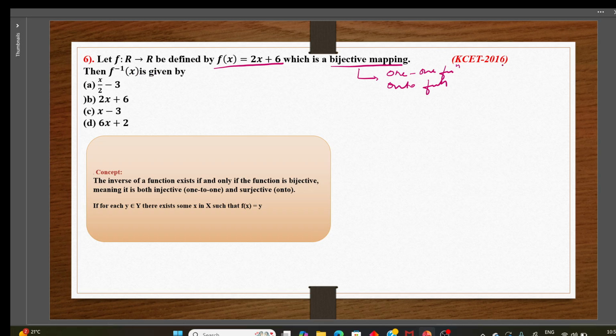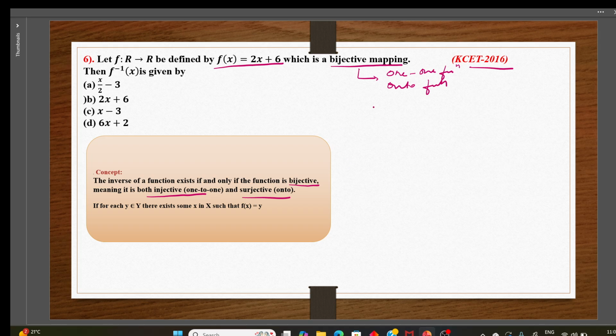This question is from KCET 2016. Just observe the concept here. The inverse of a function exists if and only if the function is bijective. When the function is bijective, the inverse exists. Bijective means it is both injective and surjective. Two conditions are satisfied. Clear?